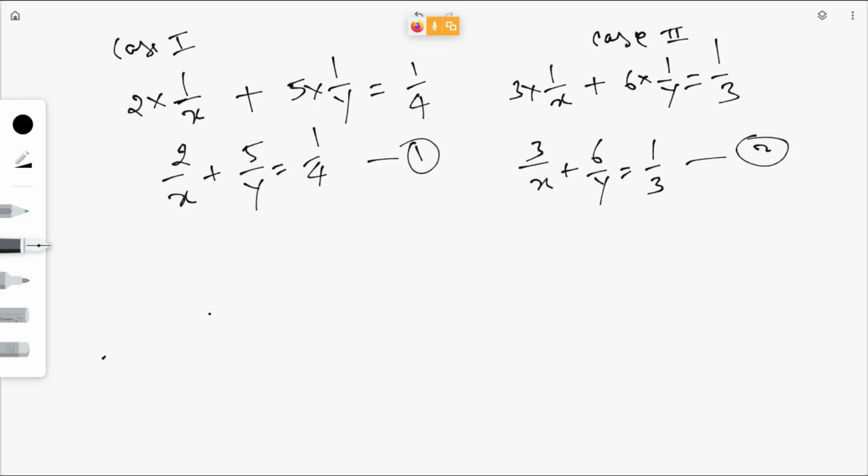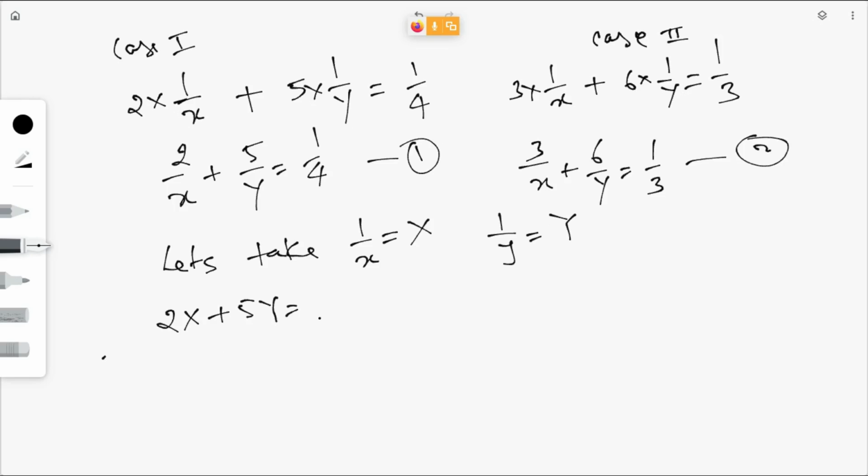Now I need to reduce these to a simpler form. How do we reduce them to a simpler form? Let's take 1 by x as capital X, 1 by y as capital Y. Okay, so what will I get? I will get 2X plus 5Y is equal to 1 by 4, and then here it is 3X plus 6Y is equal to 1 by 3.